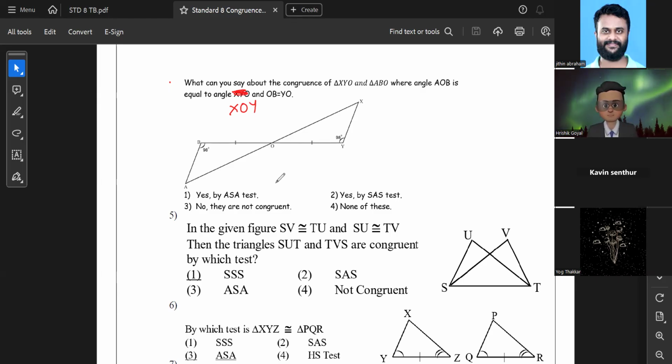Why? Because it's XOY. I'm speaking only about the angle, not about the triangle. The triangle data is as it is. Okay, I'm only speaking about the angle, so it is congruent possible by ASA test. Yes, correct. You're absolutely correct. Option 1.